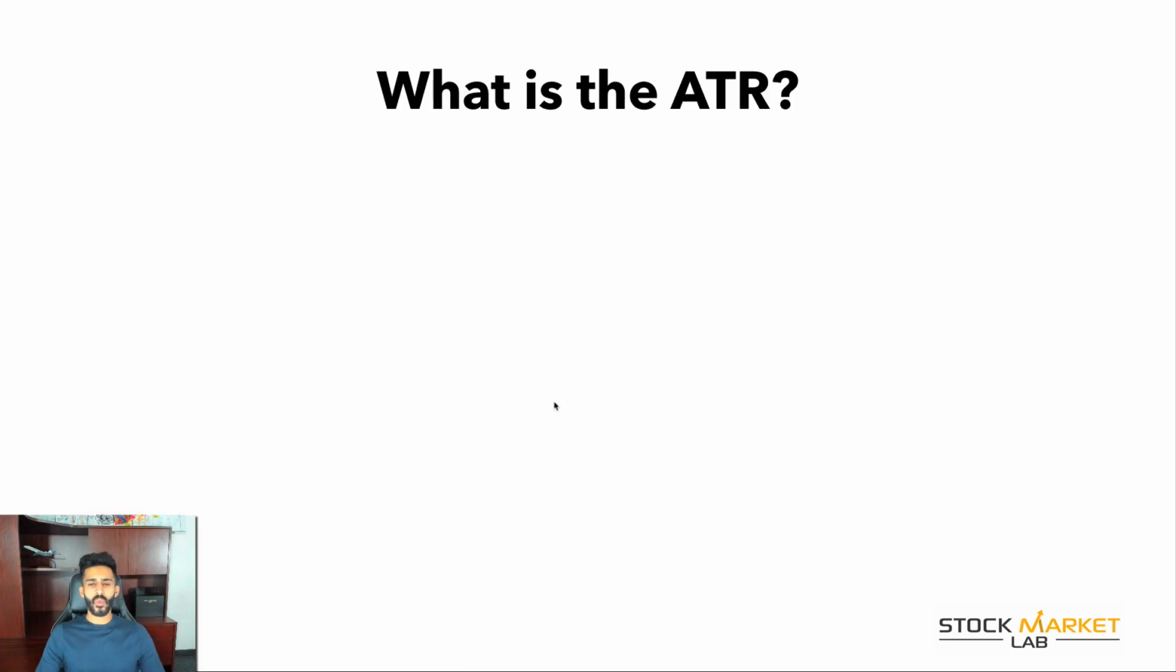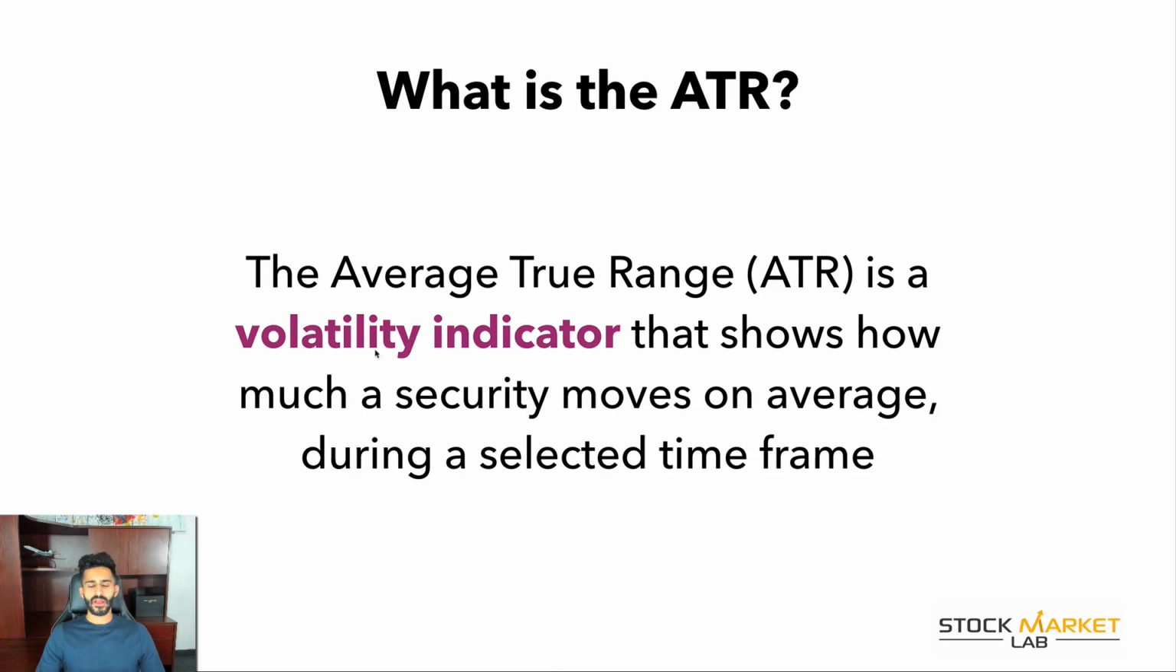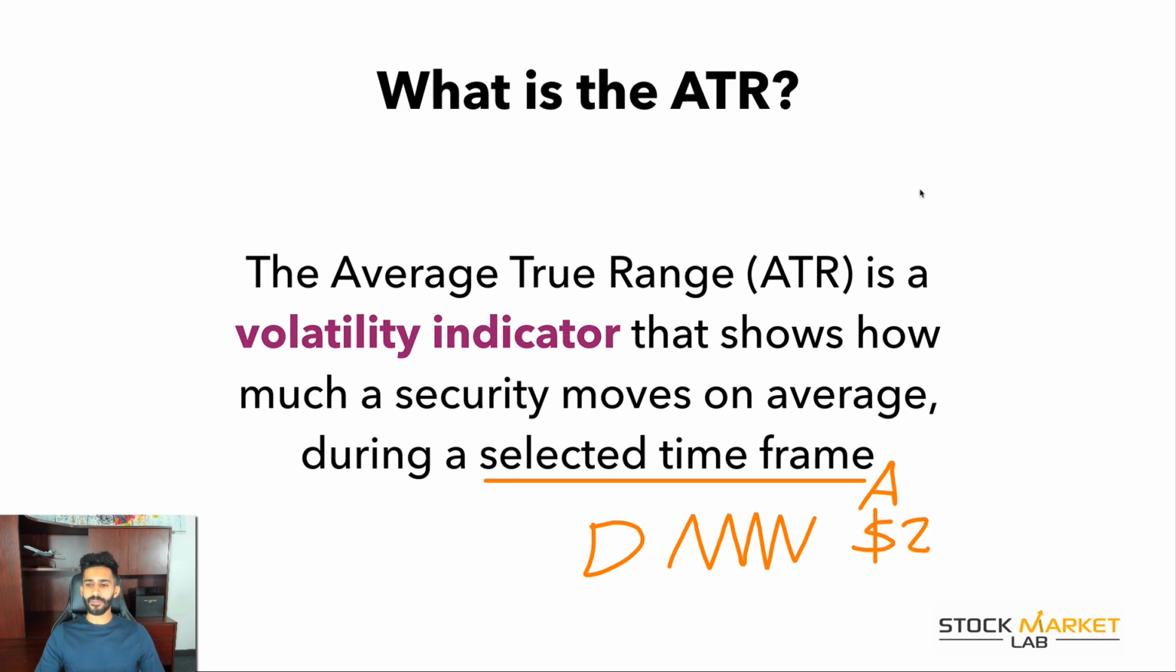So first and foremost, what is the ATR? The average true range, known as the ATR, is a volatility indicator that shows how much a security or a stock, same thing, moves on average during a selected time frame. So if we select a daily time frame, the ATR will tell us how much the stock moves up or down on a daily time frame. Stock A might move up or down $2. Stock B might move down $10. So the ATR helps us find the average movement on the up or down side of a stock based on a selected time frame.